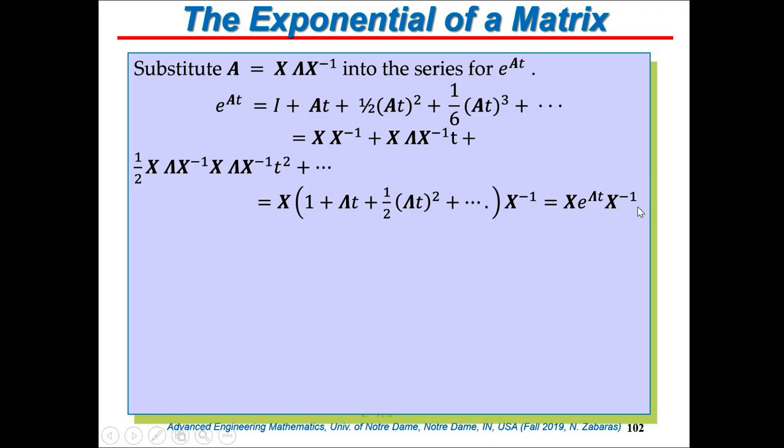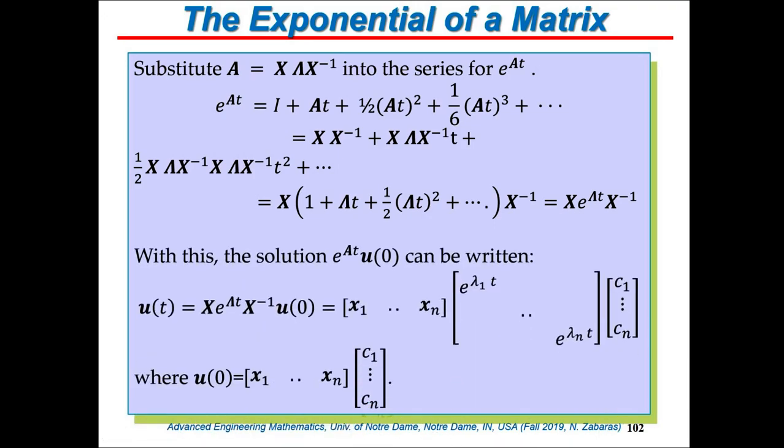And by the way, this is not surprising, because this lambda matrix has in its diagonal the eigenvalues lambda 1 to lambda n, and I already told you that the eigenvalues of e to the At are e to the lambda t. So this exponential, e to the capital Lambda t matrix, is basically a diagonal matrix that contains in the diagonal e to the lambda 1 t, e to the lambda 2 t, etc. Okay, so I'm going to write this actually explicitly.